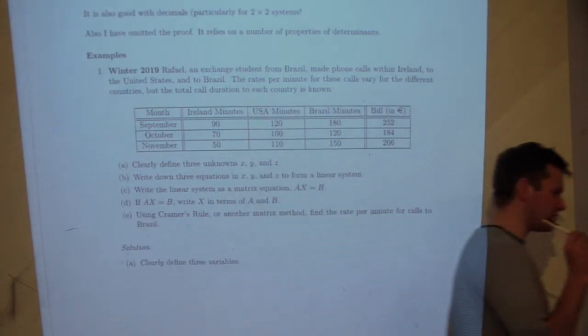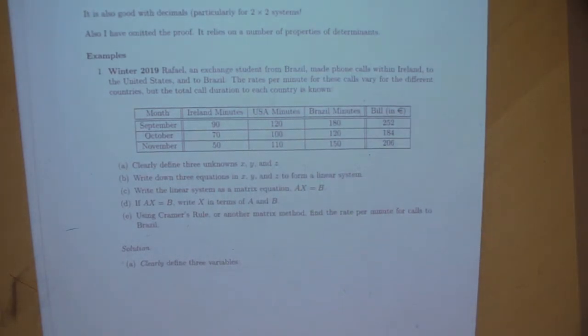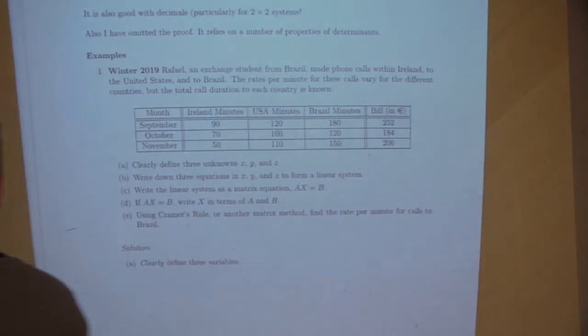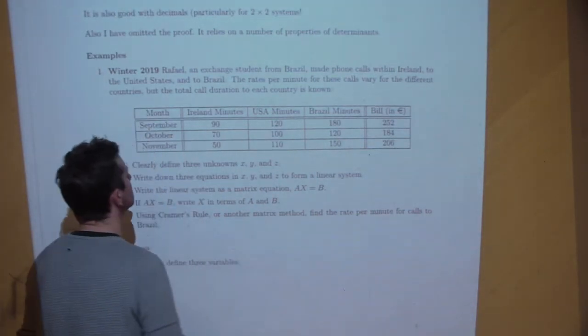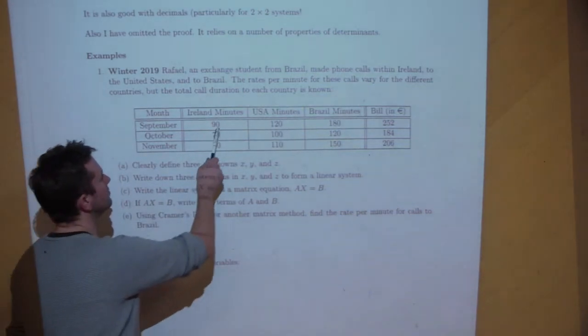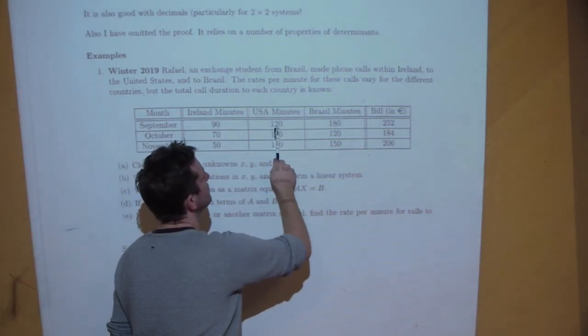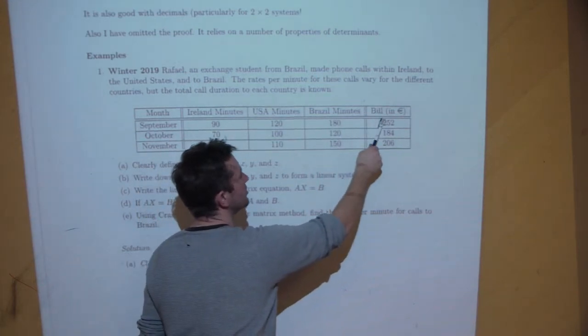Now this question, similarly to something we did before, is one where you have to form the equations yourself. So let's look at this question. Rafael, an exchange student from Brazil, made phone calls within Ireland, to the United States and to Brazil. The rates per minute for these calls vary for different countries, but the total call duration for each country is known. So 90 minutes of calls within Ireland, 120 in America, 180 in Brazil, and the bill is 252.